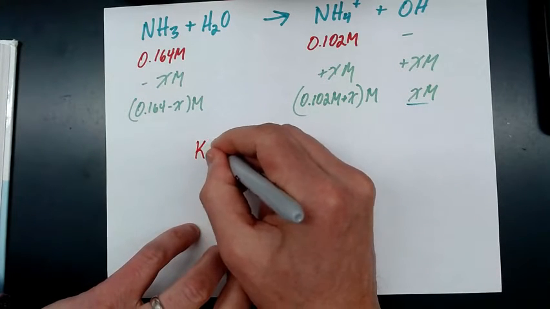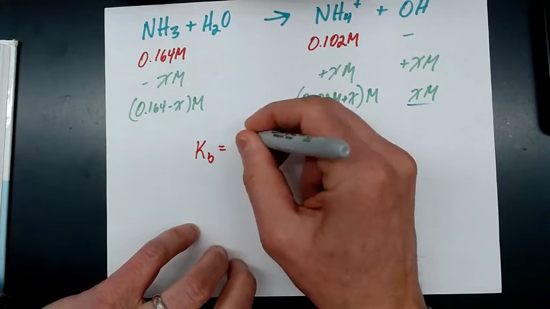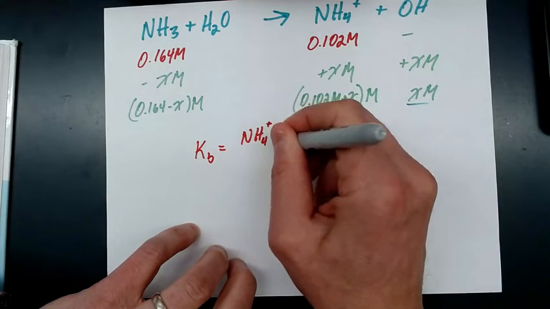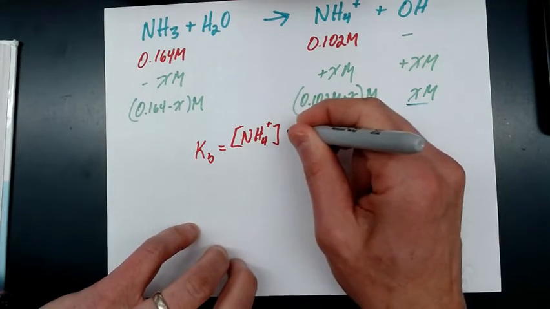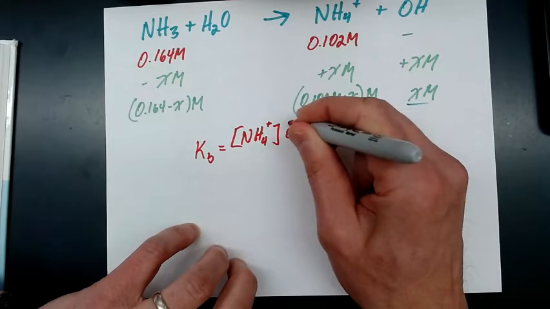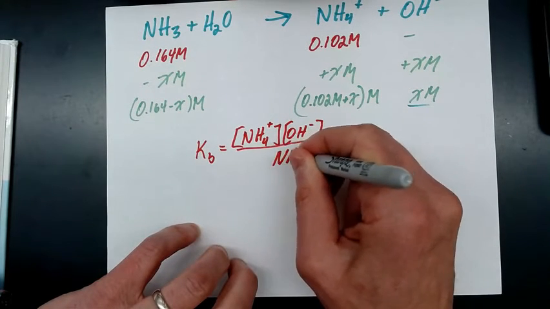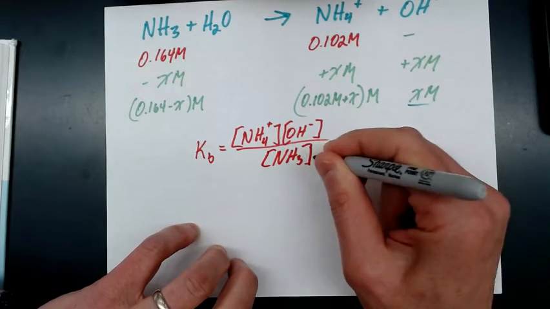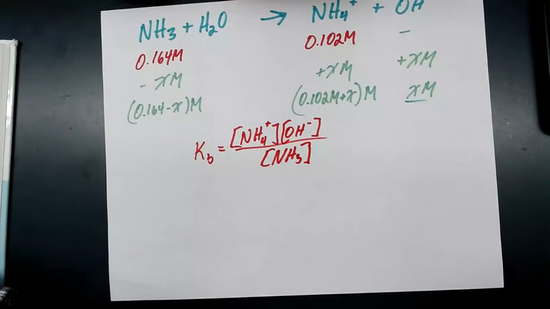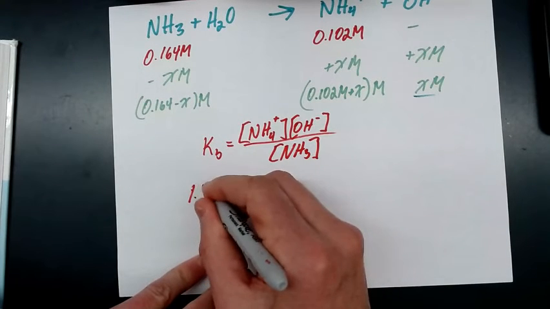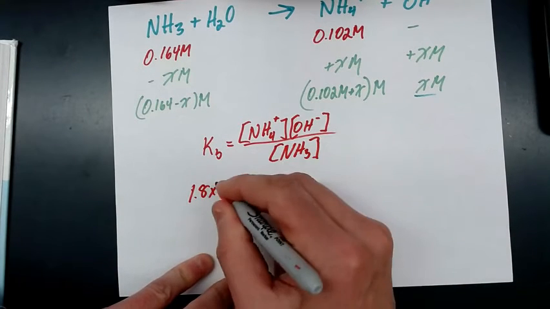So I know my Kb is equal to my concentration of ammonium times my concentration of hydroxide, all divided by my reactant, in this case NH3, ammonia. All right, so now let's plug in some numbers. And I'm only going to be missing one number here, and the number that I'm missing is the exact number I'm looking for, which is my hydroxide.